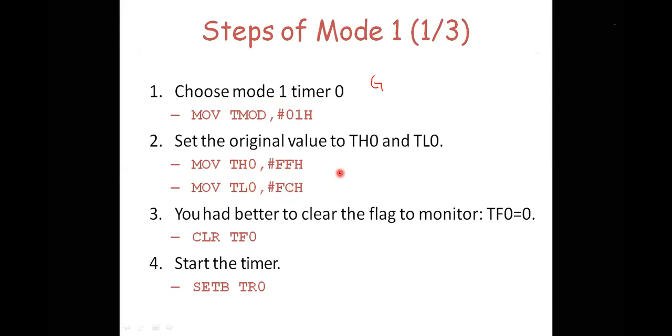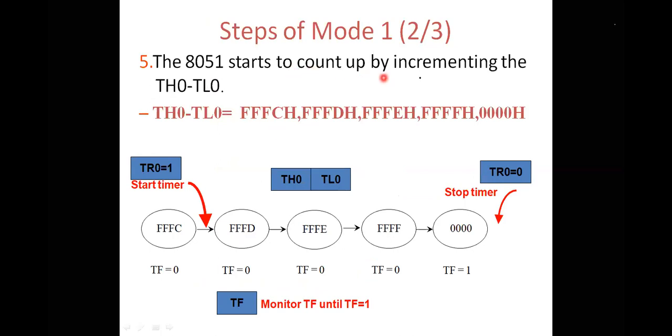So now what is the timer value? FFFC. This is the timer value for timer 0 in mode 1. Next, I have to clear TF0. Previously, if TF0 became 1, to start the timer you have to clear this TF0. And for starting the timer, you have to set the TR0 bit, the timer run control bit, to 1. Then the timer starts counting by incrementing this value.